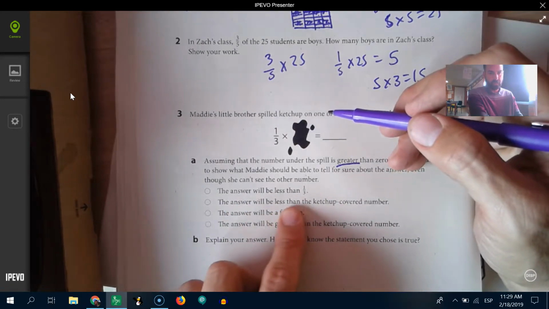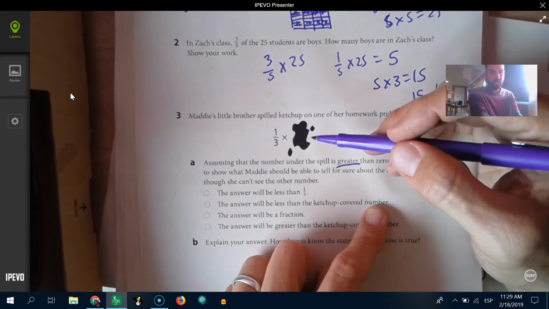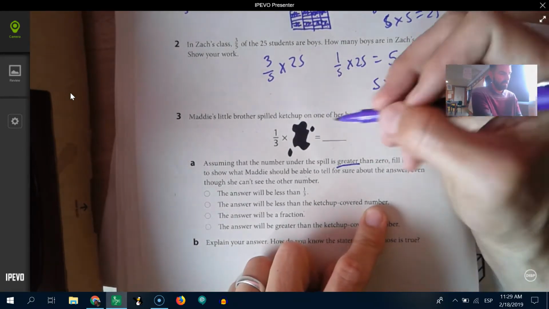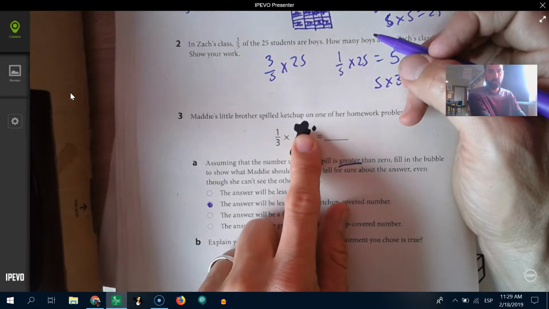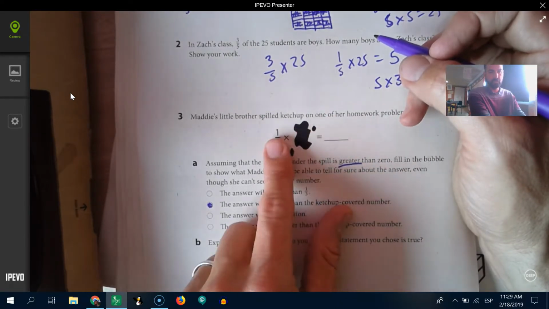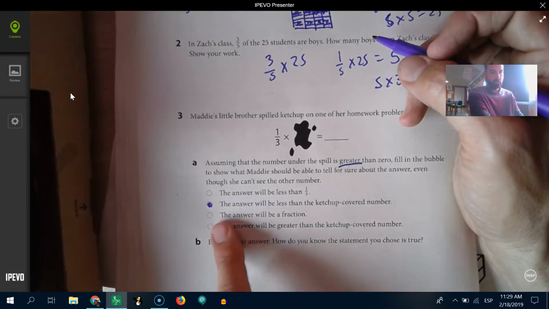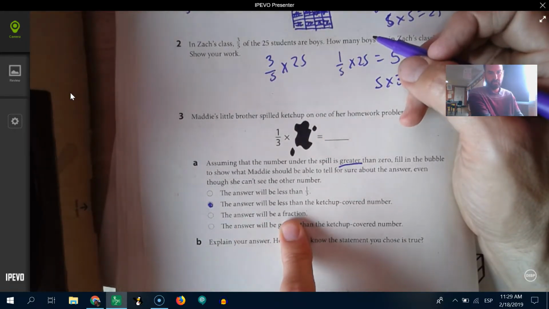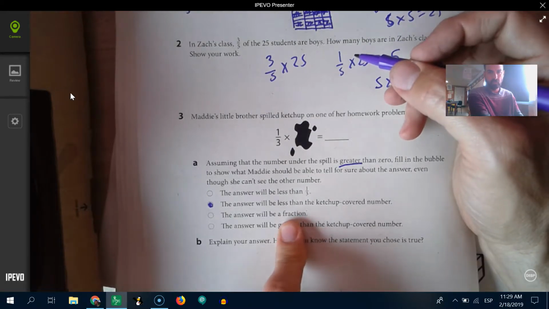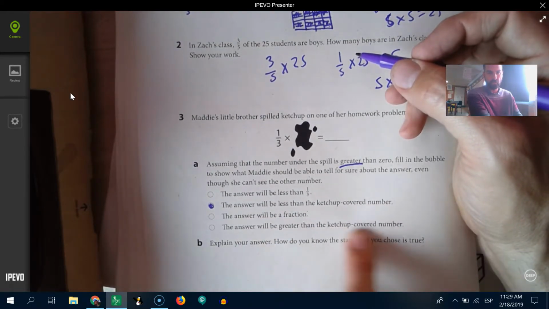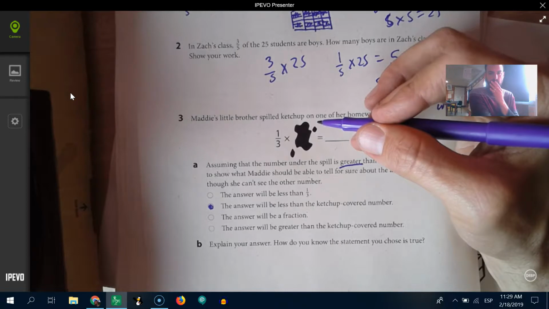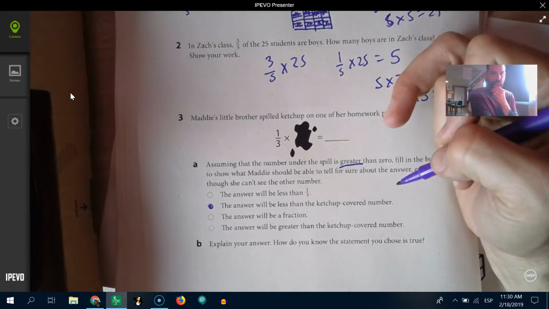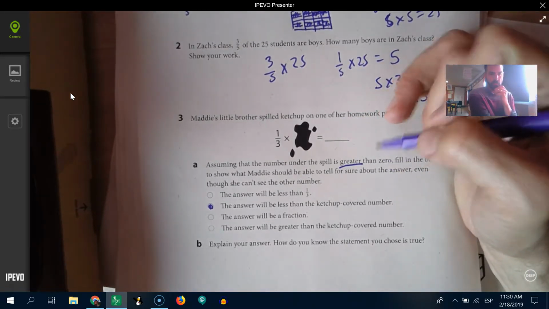Okay. The answer will be less than the ketchup-covered number. Yes, it would, because it's being multiplied by 1/3. Whatever this number is, the answer will be less than this because of being multiplied by 1/3. The answer will be a fraction? I don't think so, 1/3 of 3 is 1, so that wouldn't be a fraction. The answer will be greater than the ketchup-covered number? No. I don't think it would be. So the only one is that the answer will be less than the ketchup-covered number.